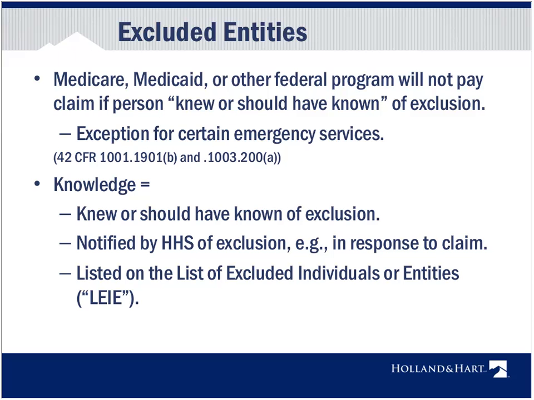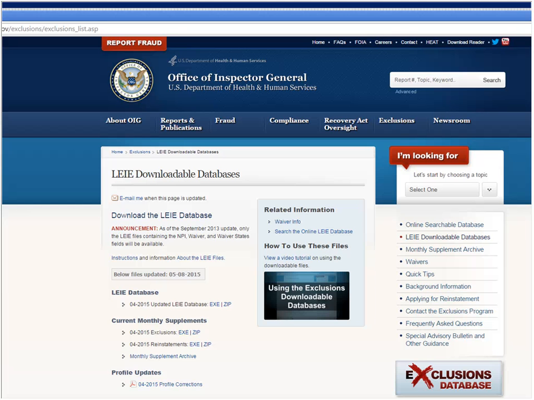Well, it may be a situation where you have actual knowledge or the government has notified you of the exclusion because you submitted the claim and they came back and said, no, this person's excluded, we're not going to pay you. Or that excluded individual has been listed in the government's list of excluded individuals or entities, the LEIE. The government publishes this list on about a monthly basis. They expect you to check it periodically to make sure that you're not contracting with or granting privileges to any entities on that list.